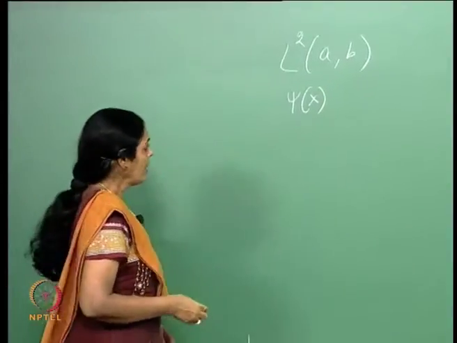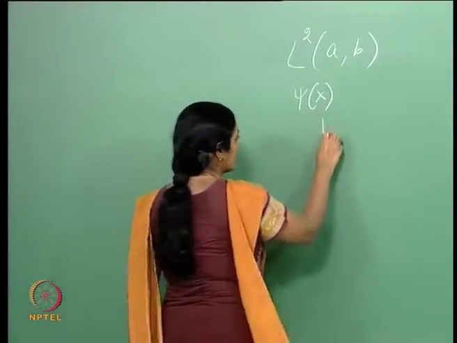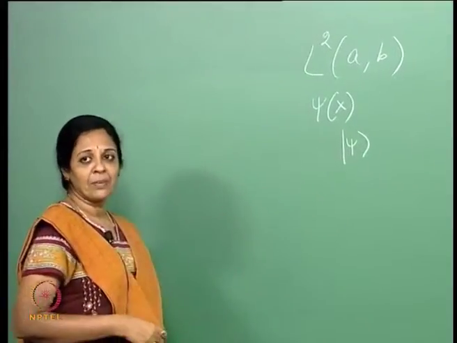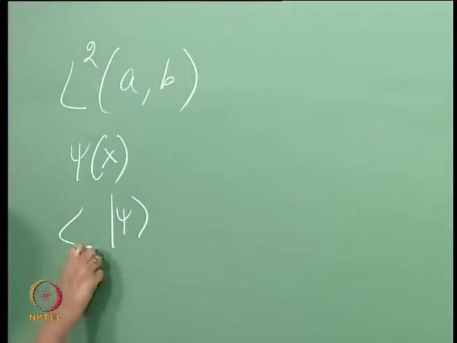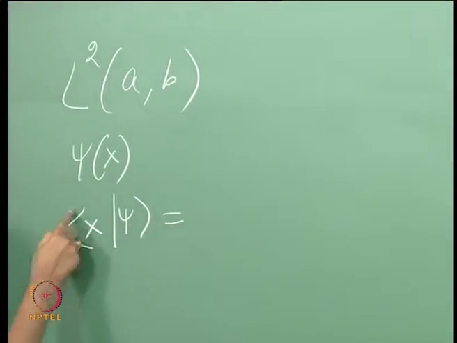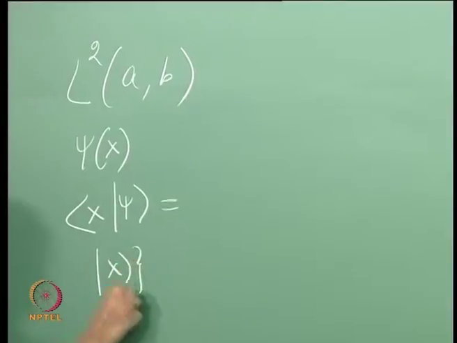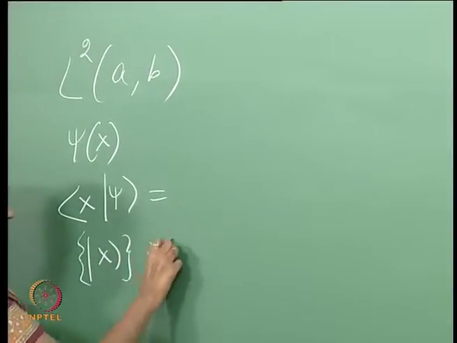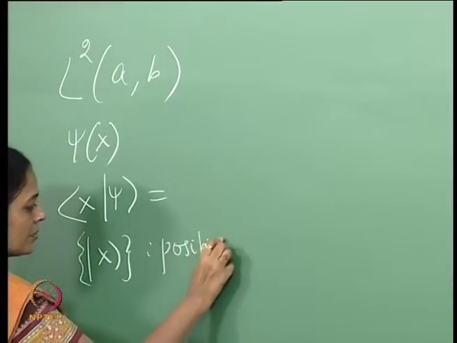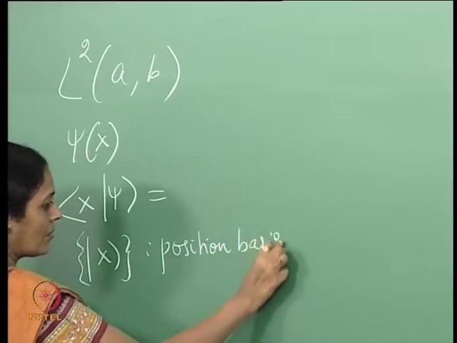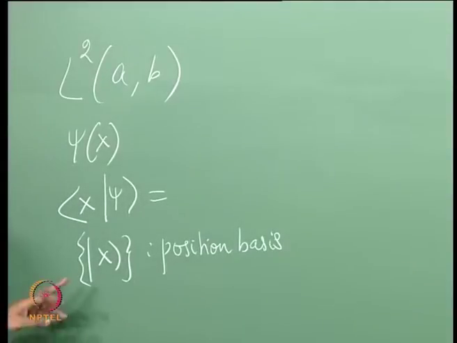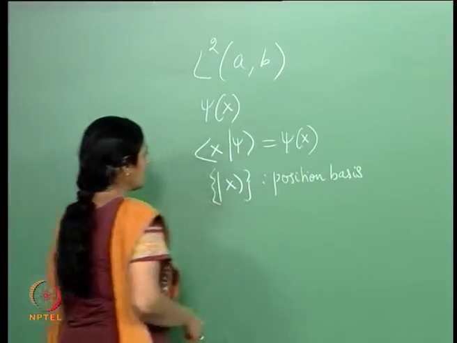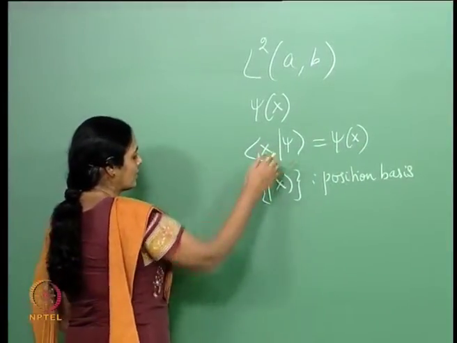I introduced it last time as the state psi, which is a ket residing in an abstract Hilbert space, and x is a continuous basis set, could be the position basis. I will use x for position, and this object is psi of x. So let me quickly recapitulate how we got this.